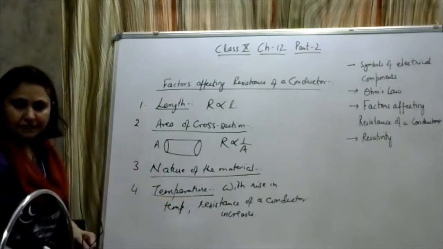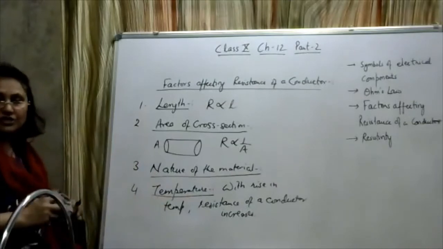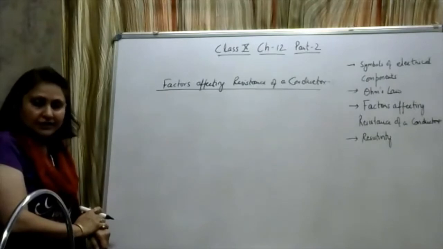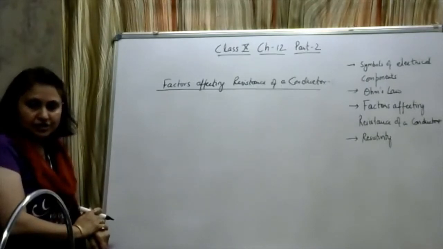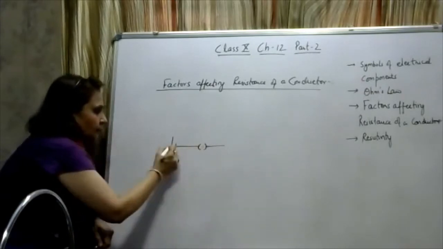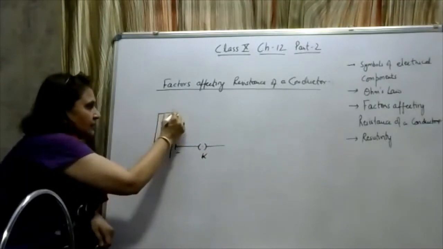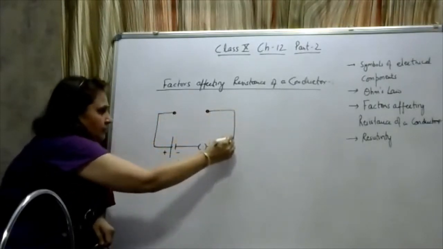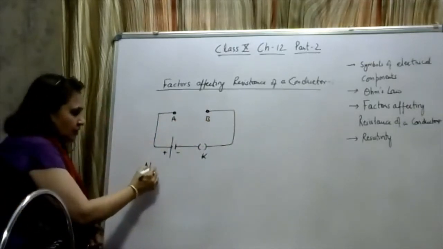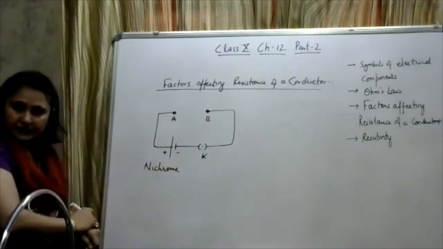Now there is one simple activity to show how the resistance depends upon the length and cross-sectional area. Here we make an electrical circuit. This is a cell or a battery, a key, and in this gap AB, we connect a nichrome wire, which is an alloy of nickel, chromium, iron, etc.